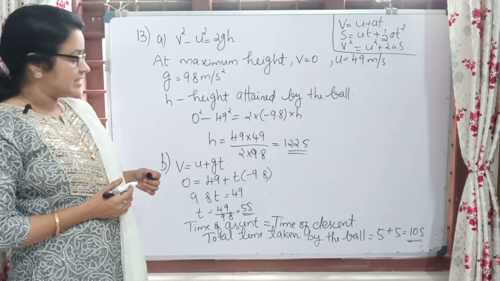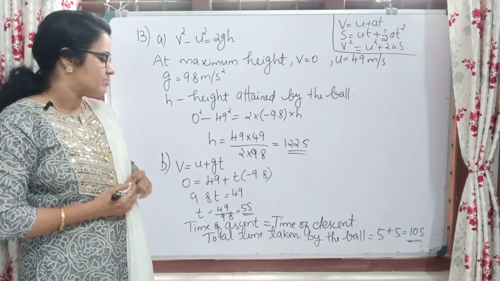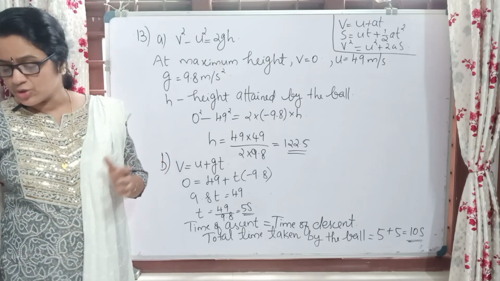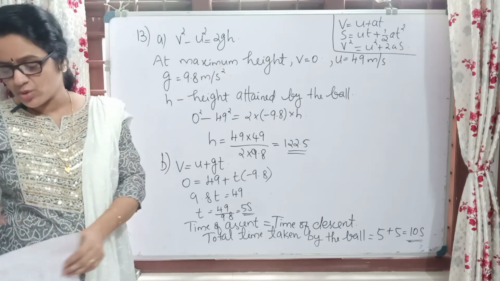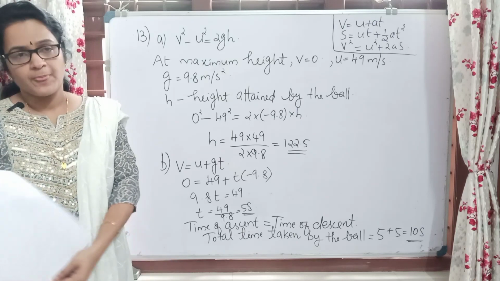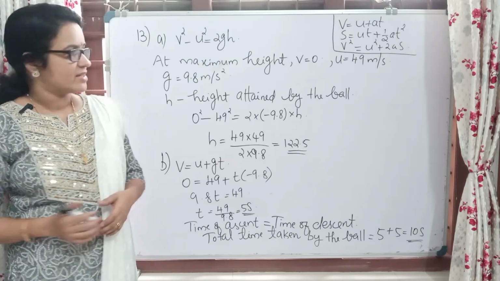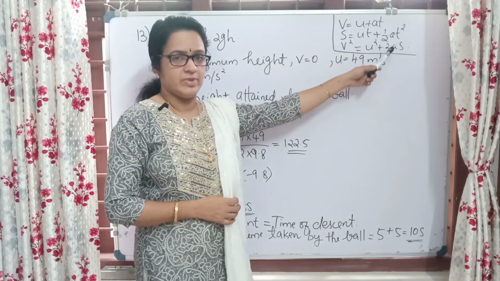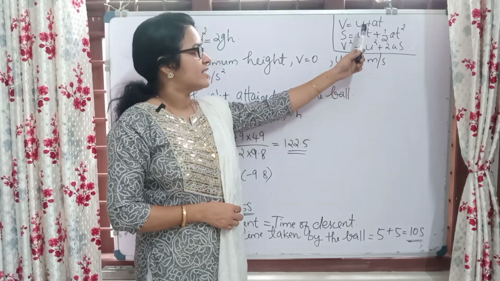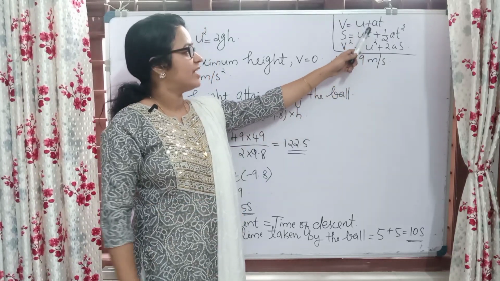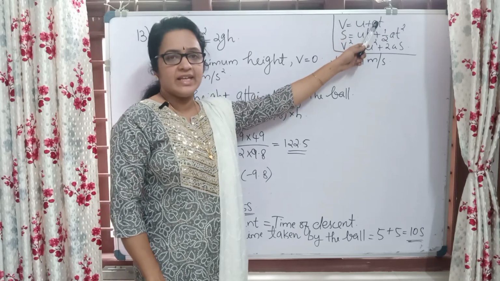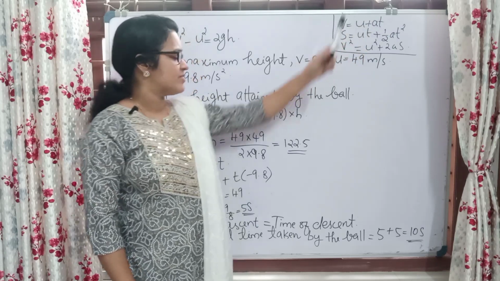Okay, now we have the next question. That means the total time taken by the ball to return to the ground. So that we have to calculate. So here which equation can be used? Here time we have to calculate, right? So this equation is not possible. Here there is no time. And what about first equation? Here we have v, u, a. Only t we have to find, right? So we can use the first equation.